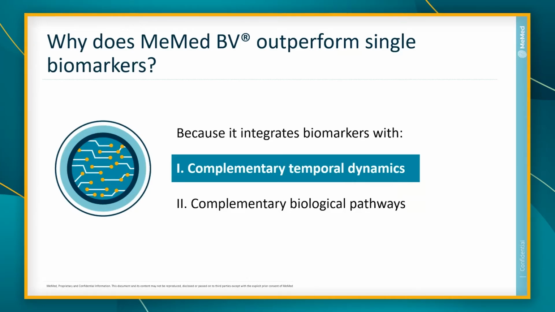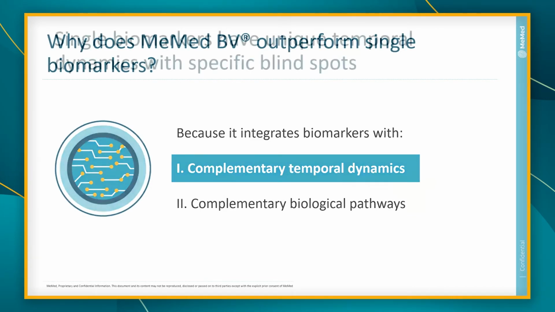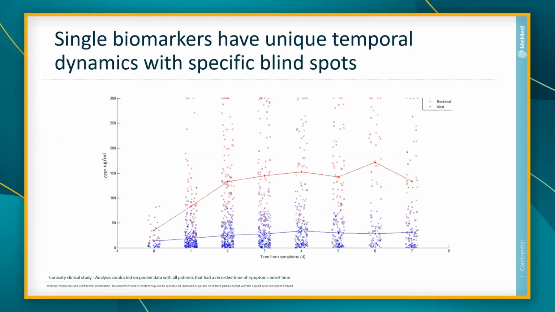And I want to focus today on two reasons. The first one, complementary temporal dynamics, and the second is biological pathways. Single biomarkers have unique temporal dynamics with specific blind spots. Take, for example, C-reactive protein. It's relatively okay after 48 hours, but it has a blind spot in the first 48 hours.